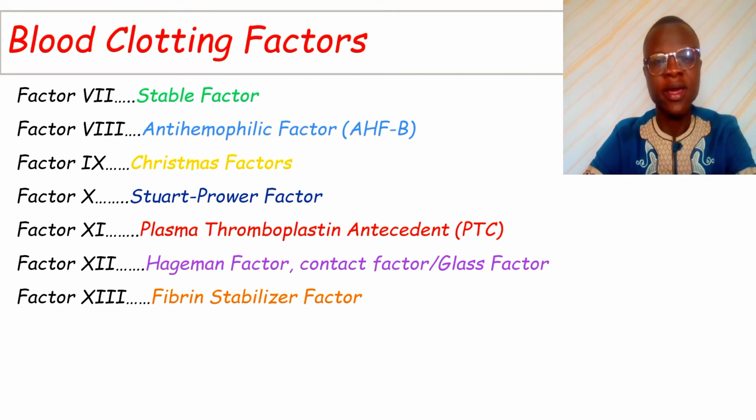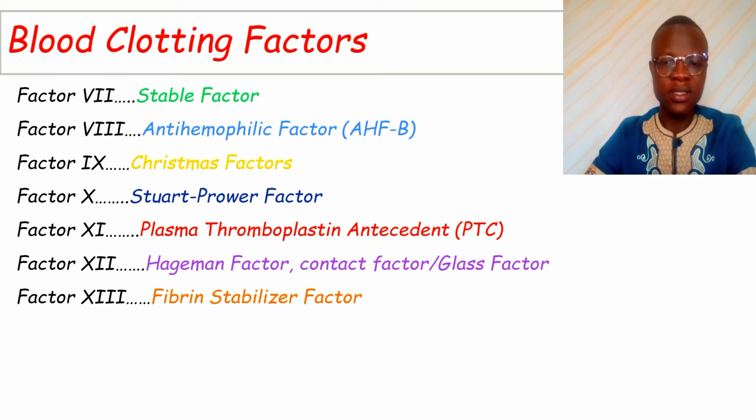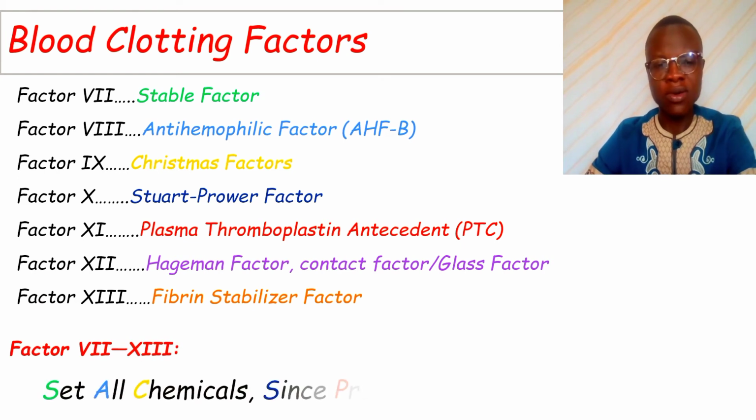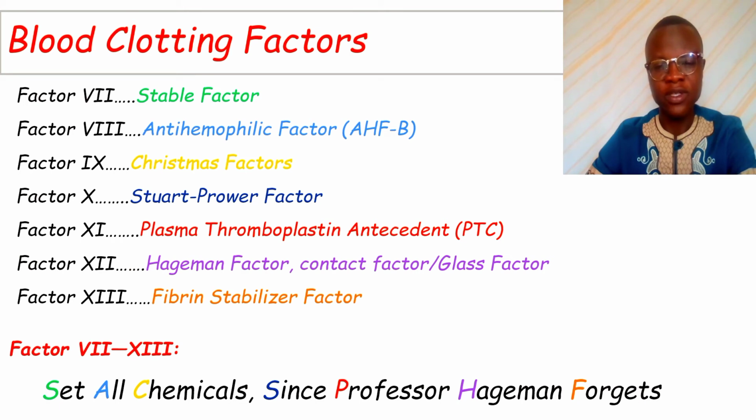Some of these factors have two names, like factor 12, but I went with the popular ones. So this is the latter part of the mnemonic: Set all chemicals since Professor Hageman forgets. Set for factor 7, stable factor. When you have something set, it's stable. All for anti-hemophilic, chemicals for Christmas, since for Stuart-Prower factor, plasma thromboplastin antecedent for Professor, and Hageman.